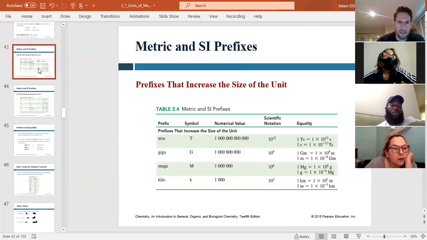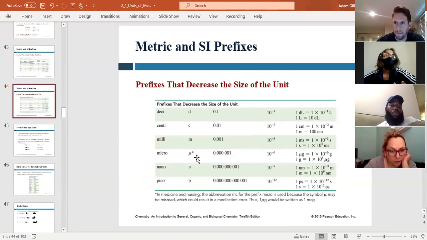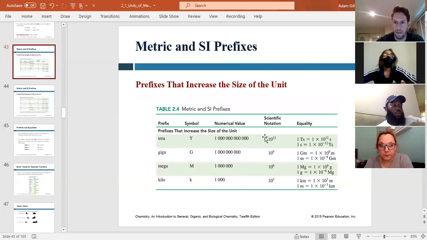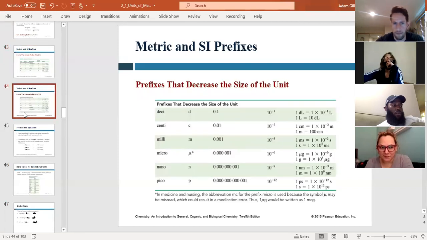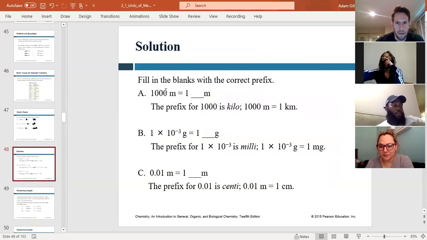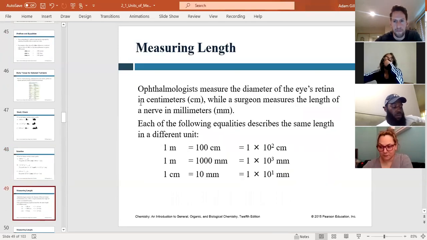You guys should have these memorized. By the time you're done with the semester, you definitely will have them memorized just from using them, but you may want to commit these to memory. Okay, so there were the answers, right? Centi, milli, kilo. Okay.